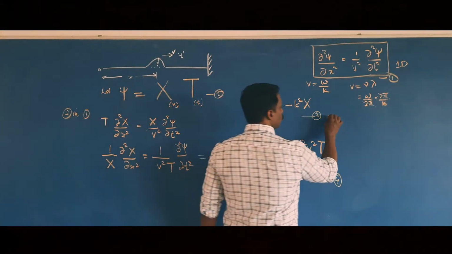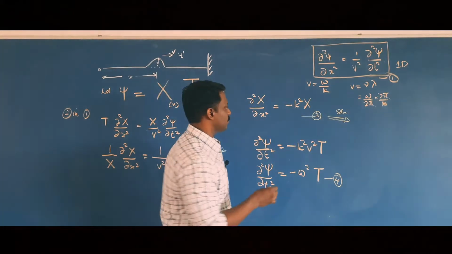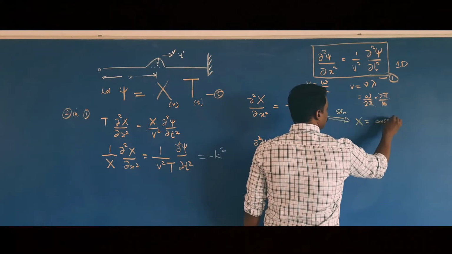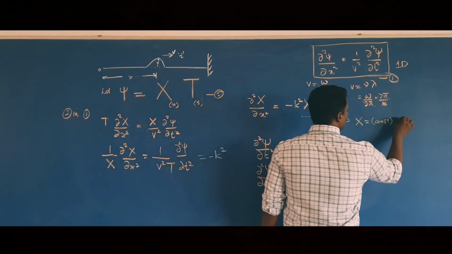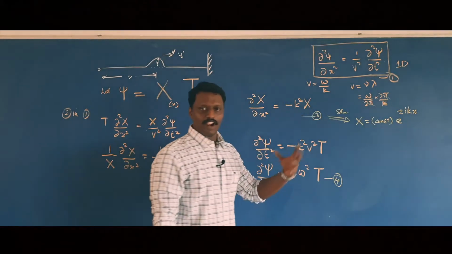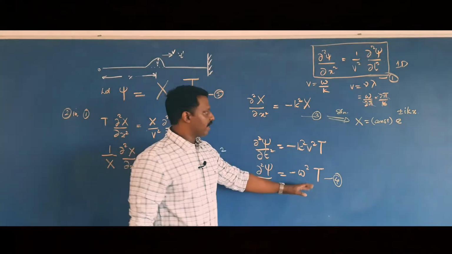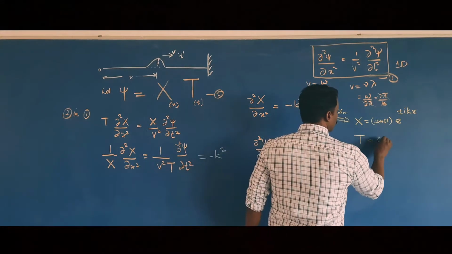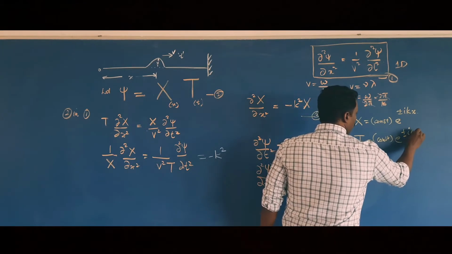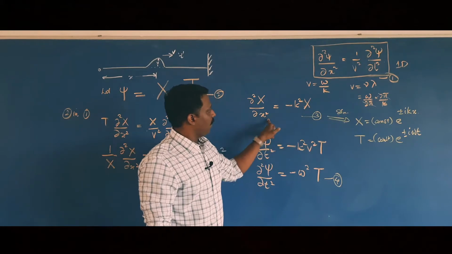So the solution to equation 3 can be represented as X equal to a constant multiplied by e raised to plus or minus ikx, following the general mathematical rules. Similarly, the solution of equation 4 can be represented as T equal to a constant multiplied by e raised to plus or minus iωt.